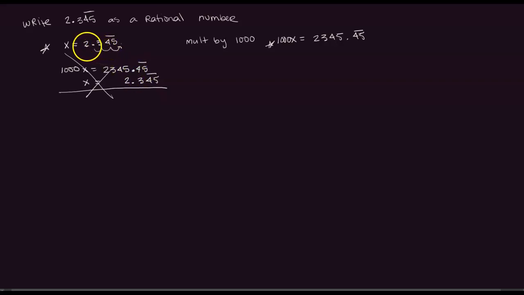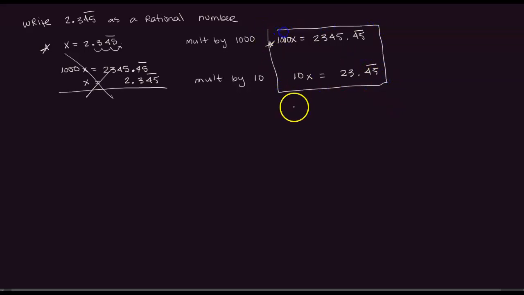So notice that in 2.345, the repeat end is 1 digit away from the decimal. So I'm going to multiply by 10. So I'll have 10x is equal to 23.45 repeating. These are the two equations that we'll use against each other.